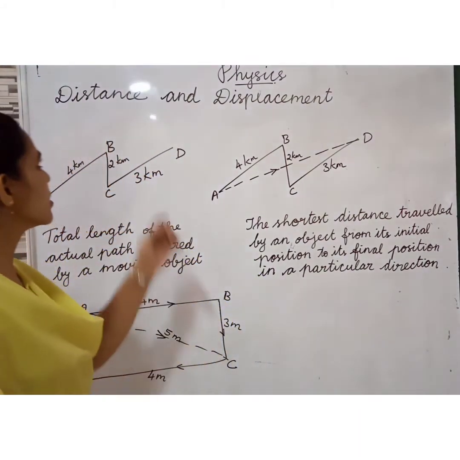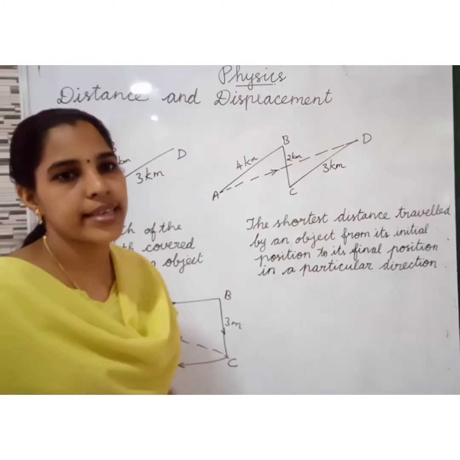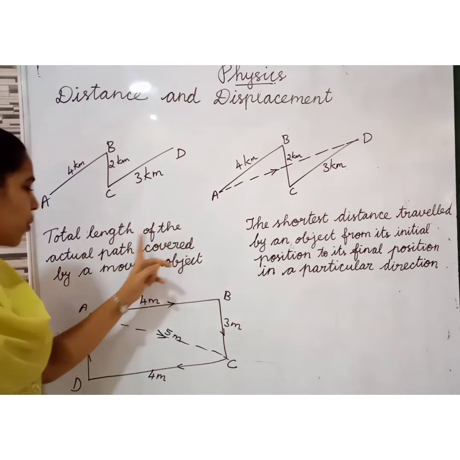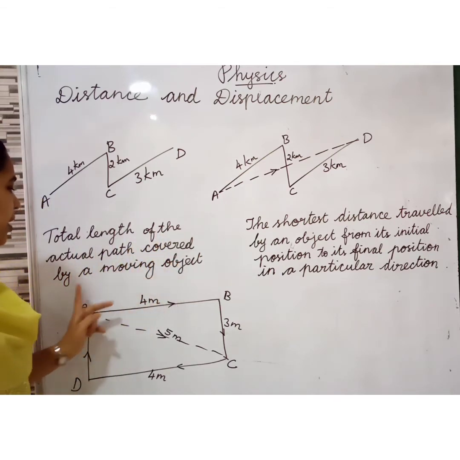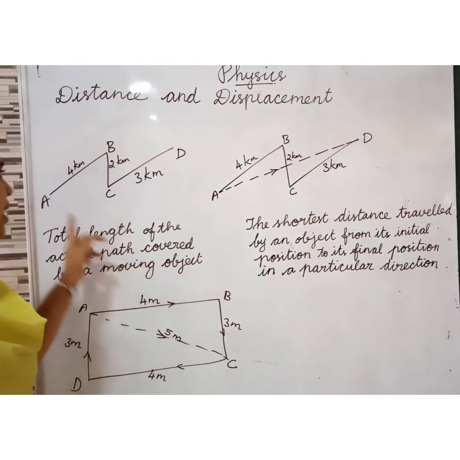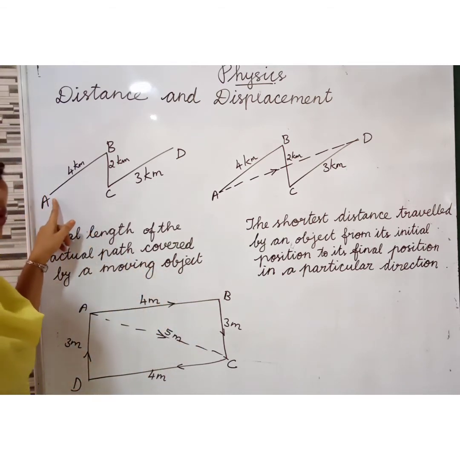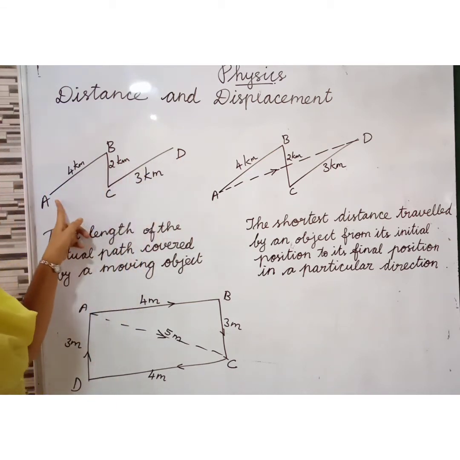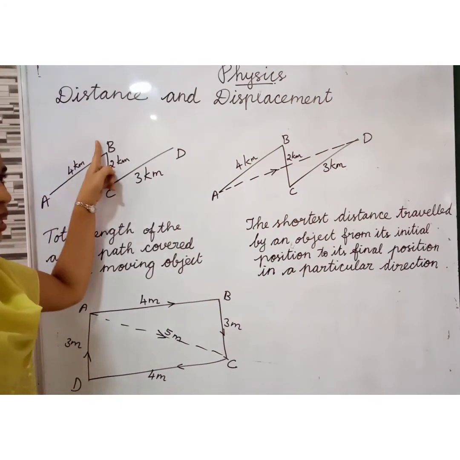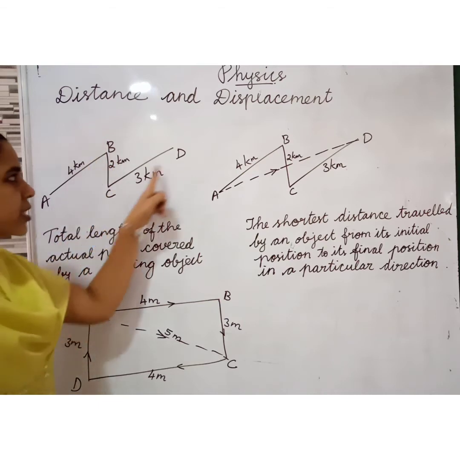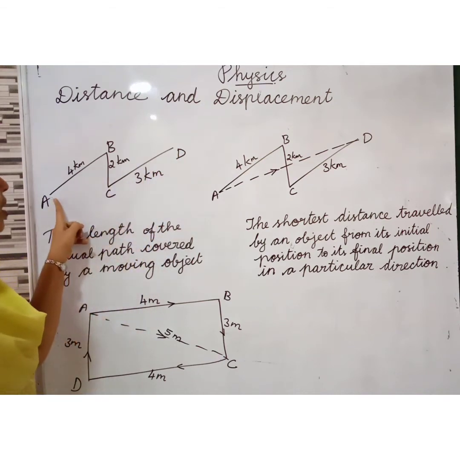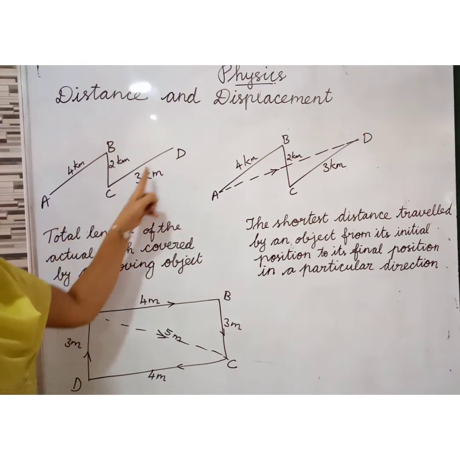Next one is distance and displacement. What is meant by distance? Listen, it is the total length of the actual path covered by a moving object. Listen here, one vehicle is moving from point A to D. How will it move? It is not moving in a straight line. It will move from A to B, then B to C, then C to D. It will cover more area.